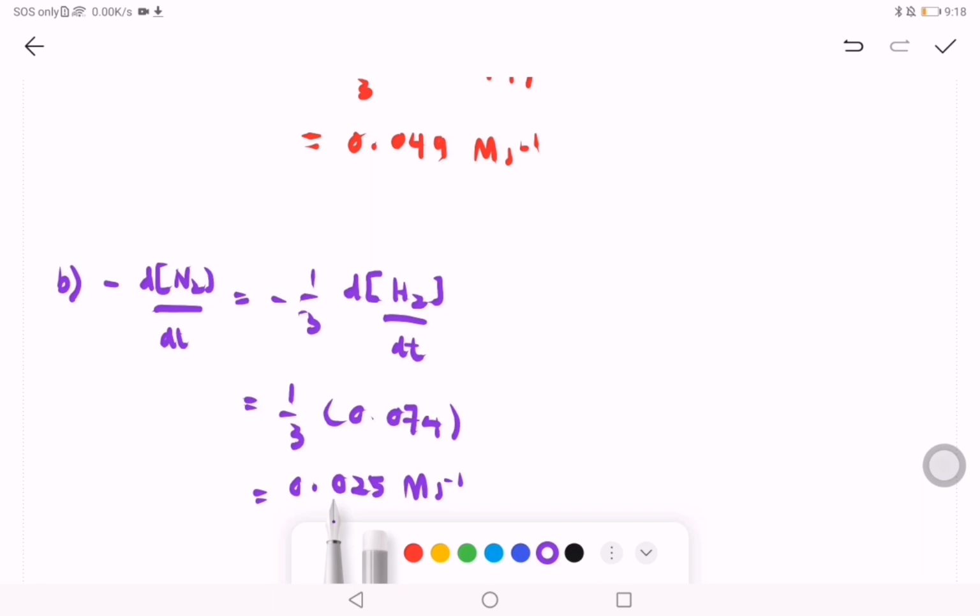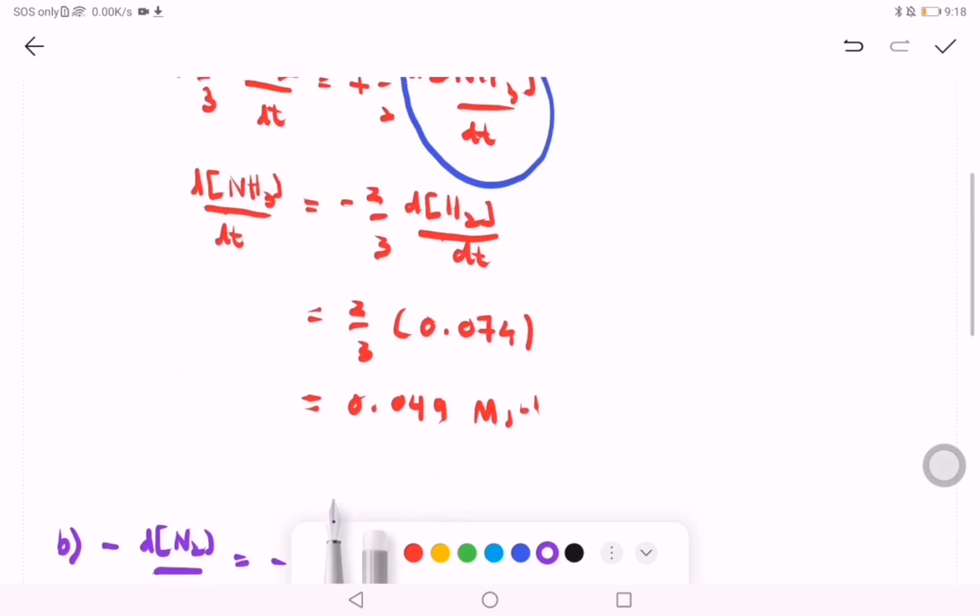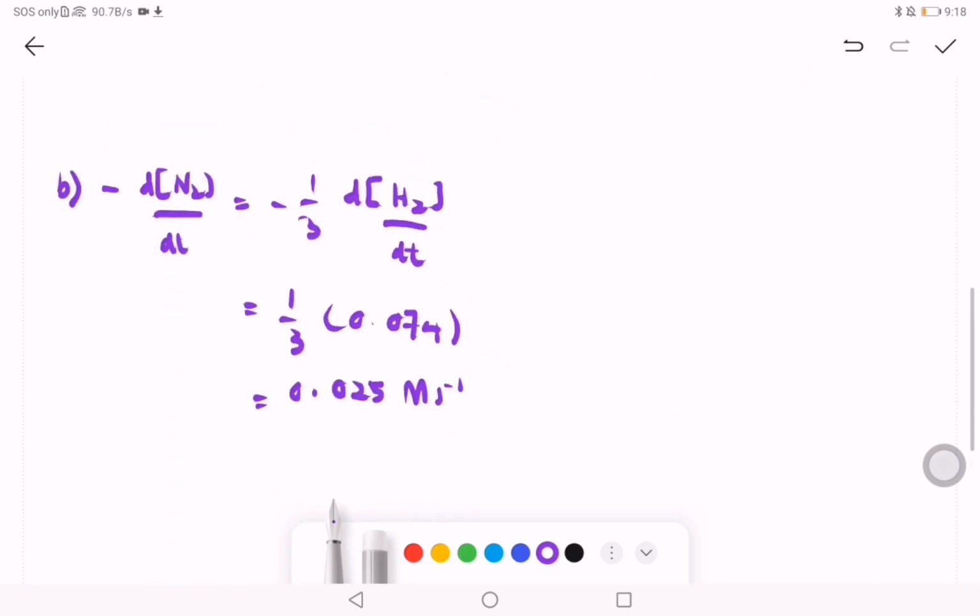Kat sini sedikit peringatan, negatif atau positif sign ni mesti berada pada rate ni. So untuk N2 it is depletion ataupun pengurangan, so mesti negatif d[N2]/dt. So it is different from the ammonia just now. Okay, since ammonia ni formation product, so untuk ammonia kat sini positif lah. Tapi nilai yang kita cari tu akan sentiasa bernilai positif. Yang negatif atau positif hanya berada di sebelah rate. Sama juga yang kat bawah ni. Negatif ni pada rate of depletion of nitrogen. Tapi nilai kat sini, nilai dia mesti positif.